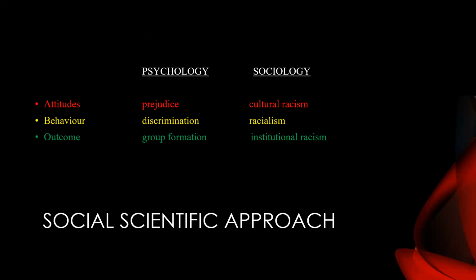Okay, when we look at those things, we look at behavior. From a psychological aspect, people could be discriminatory. And in the social realm, it would be considered racialism, or what we now call racism. And if you look at the outcomes of this type of attitude and behavior, we find it's group formation. We are superior, we are better, okay, and so on and so forth. And that is what constitutes institutionalized racism.